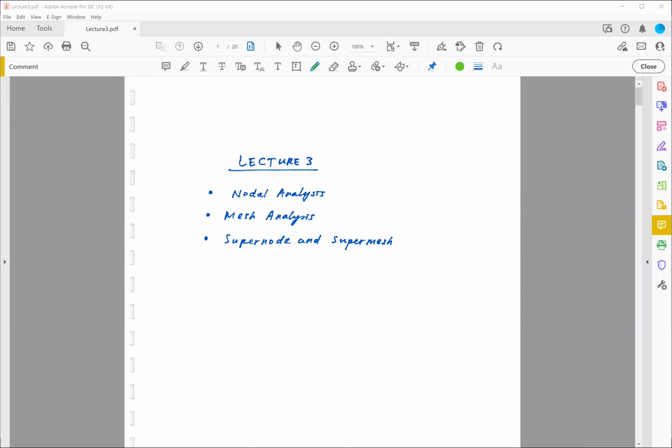Hello. In this lecture, we are going to cover two additional circuit analysis techniques, namely nodal analysis and mesh analysis. In addition, we are also going to talk about the extension of these two techniques. So they are supernode and supermesh.